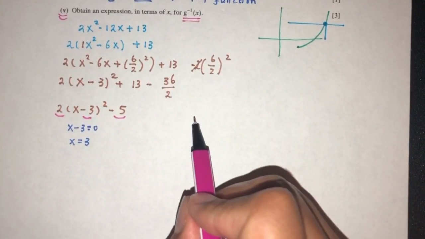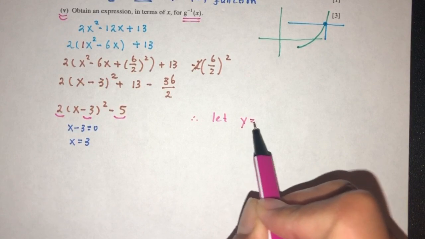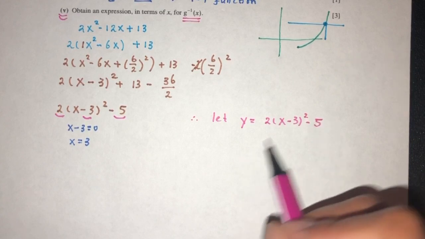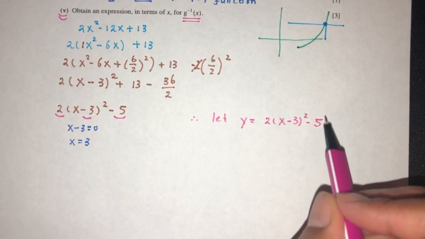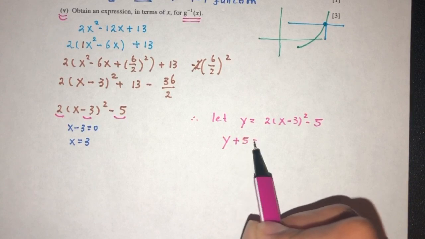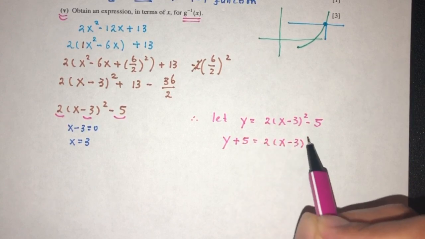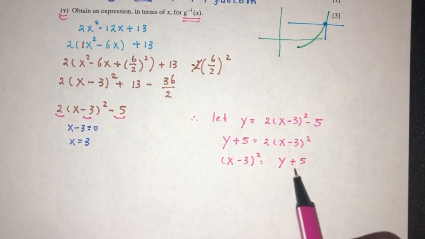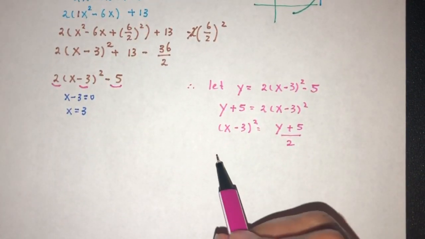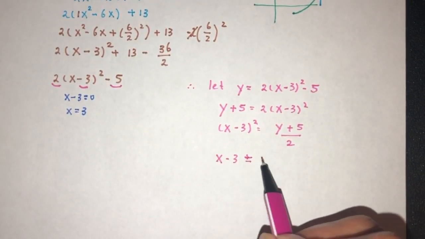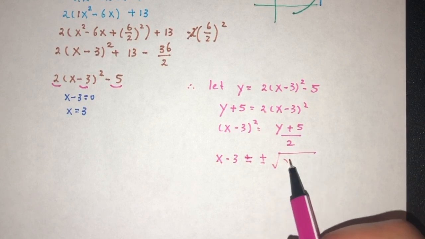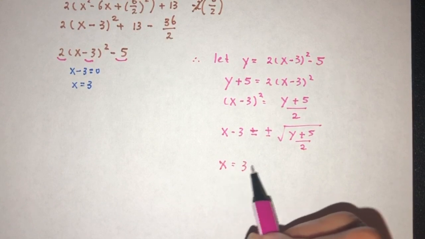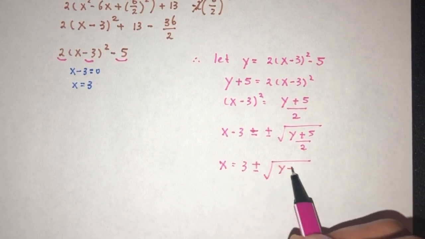So step 1, let y equal to g of x, which is 2x minus 3 squared minus 5. Now we have to make x the subject. First thing first, you will have this plus 5. That will be (2x minus 3) squared. X minus 3 squared should be (y plus 5) divided by 2. X minus 3 should be plus or minus the root of (y plus 5) over 2. So finally, x will have to be 3 plus or minus the root of (y plus 5) over 2.